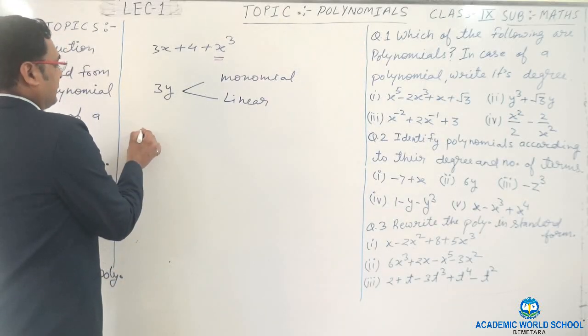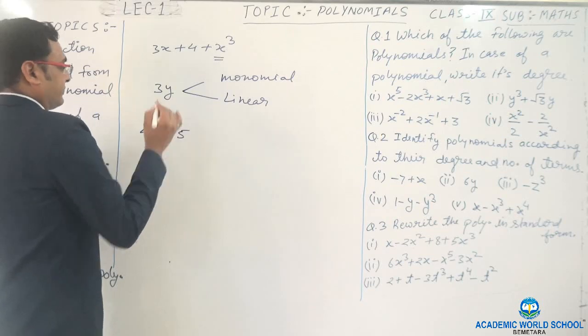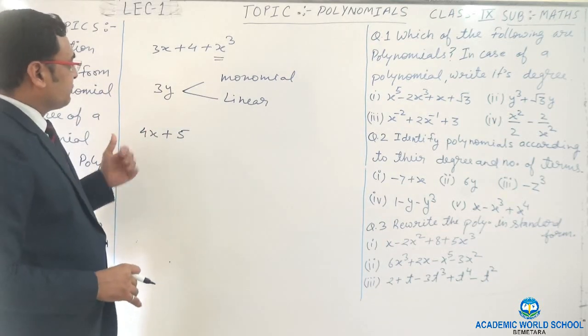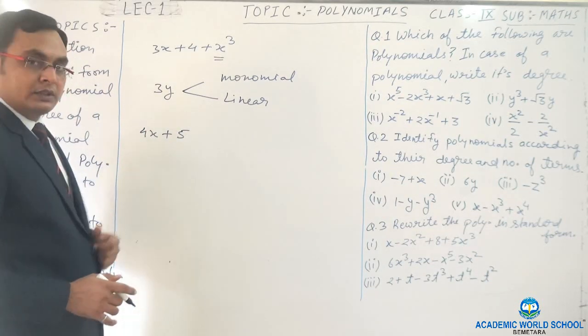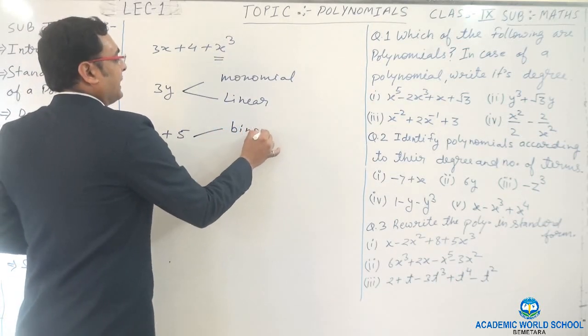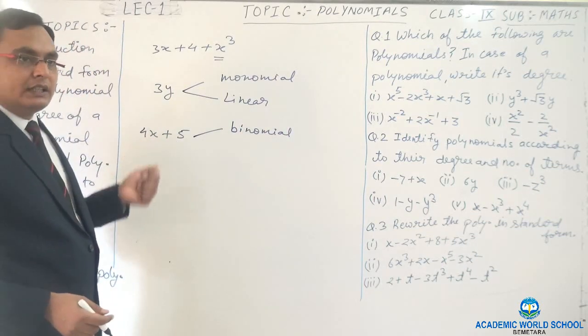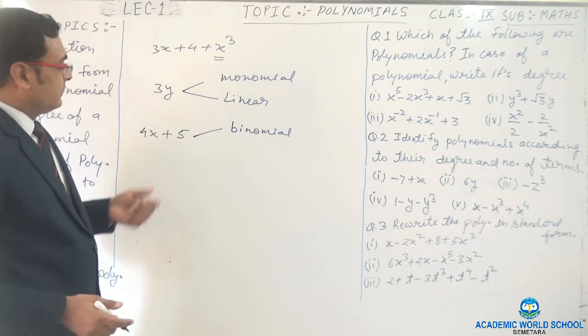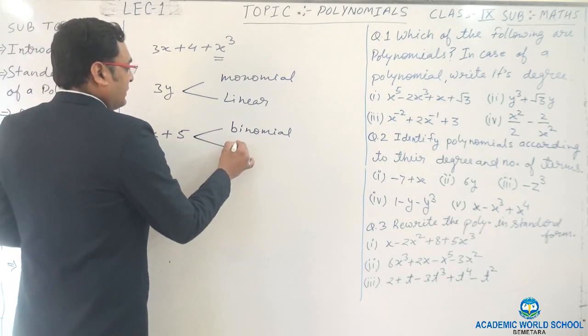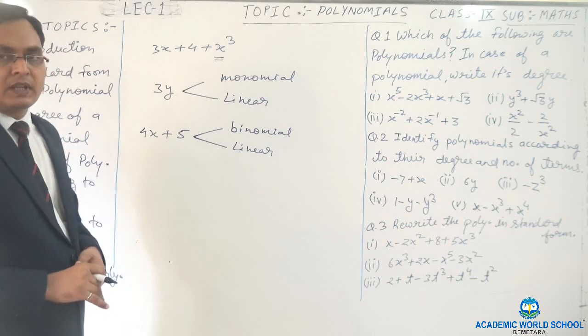Suppose we have another polynomial like this, 4x plus 5. This polynomial is having 2 terms. Because it is having 2 terms, it is binomial. And its degree is, again, 1. So this is also a linear polynomial.